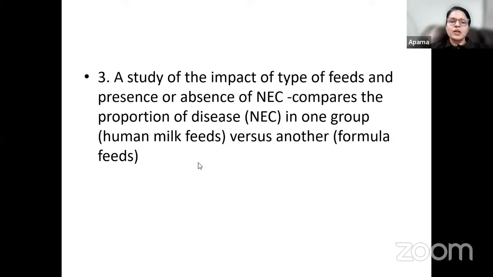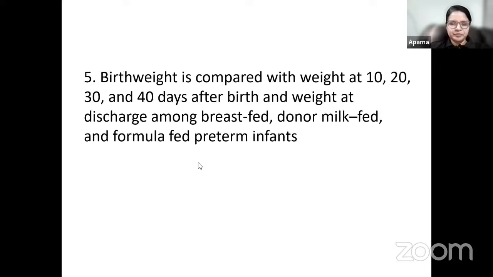Next, a study of the impact of type of feeds and presence or absence of NEC compares the proportion of disease, that is NEC, in one group, human milk feeds, versus another group, formula feeds. So you have two groups and the variable that you're going to compare is the presence or absence of NEC. So presence or absence of NEC is just a nominal variable. So this is going to be expressed as a proportion in each of these groups and the test that you're going to use is the chi-square test.